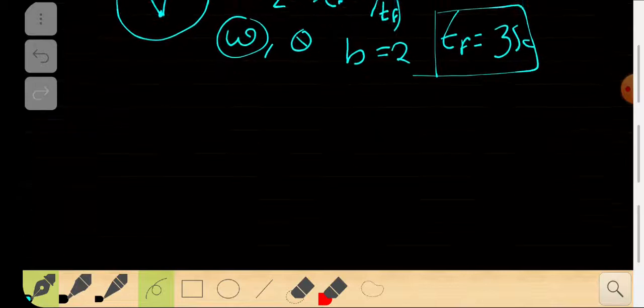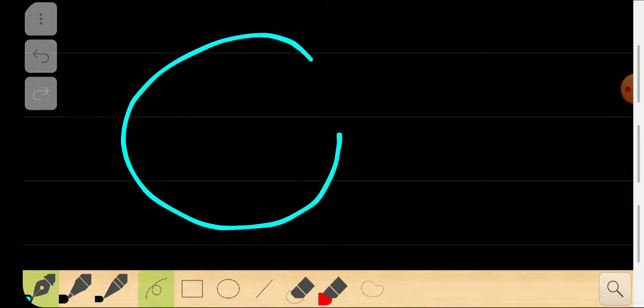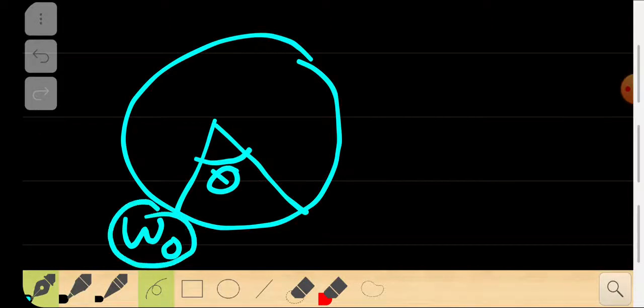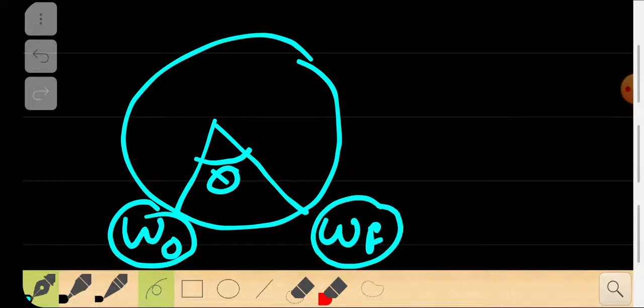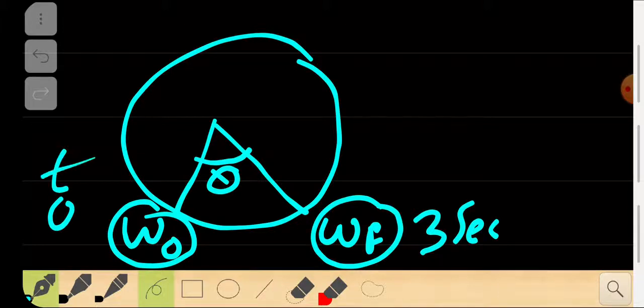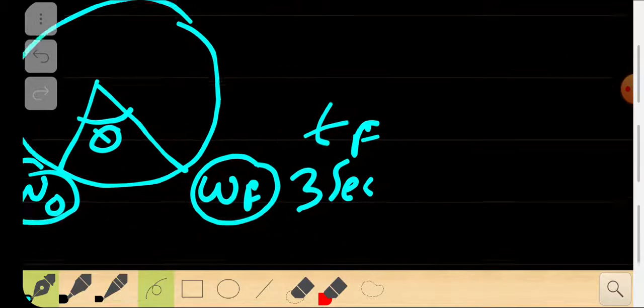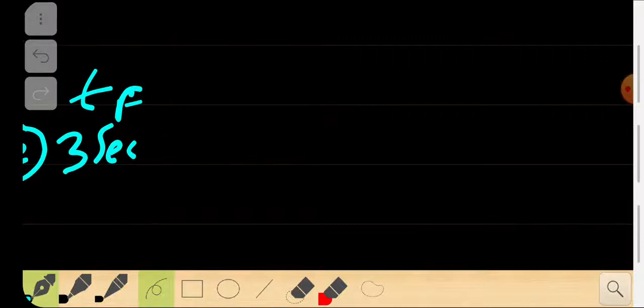Now what we can do is use that information, and we can say that when you move around in a circle with an angle theta, this will be omega 0, which will be the initial angular velocity, and this will be omega f, which is omega final after 3 seconds, right? So this is t is equal to 0, and this is t is equal to 3, which is tf, right? So I'm going to build up a generic equation to solve beforehand.